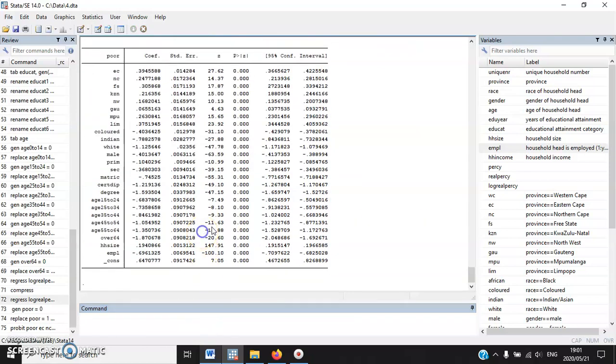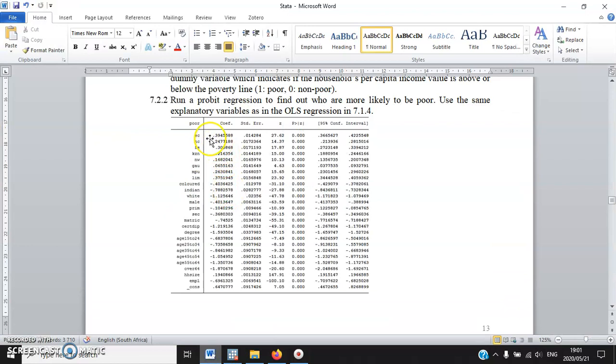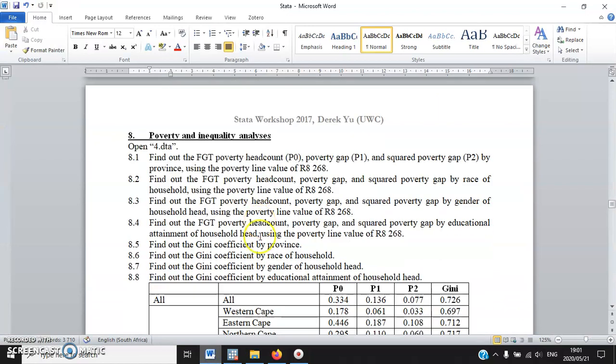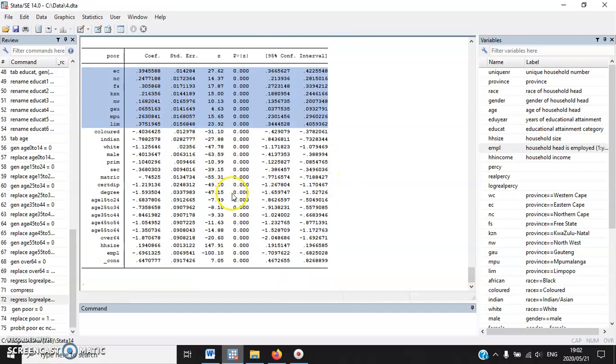Okay. I just want to make sure I get the same answers as in the handout, 0.395 something. Yeah, exactly the same. So we can interpret the answers. Okay, so if we look at these provincial dummies, they are all positive. So it means compared with the reference group Western Cape, people living in other 8 provinces are significantly more likely to be poor because the probability value is below 5% actually.